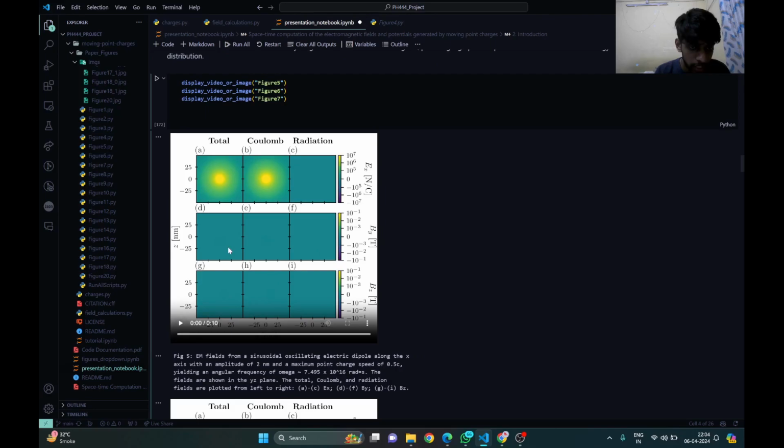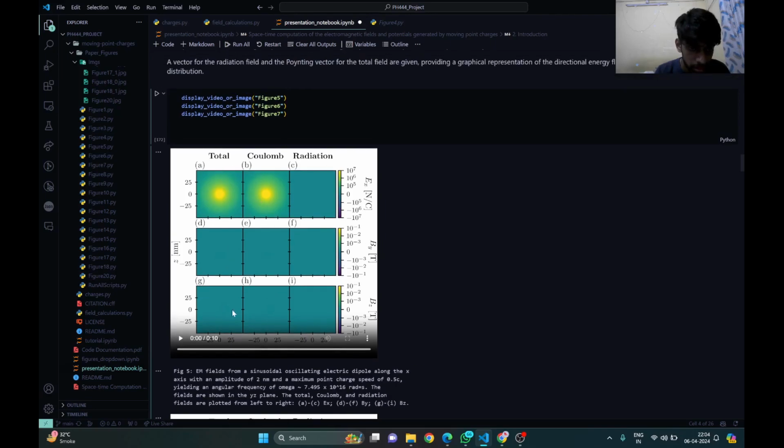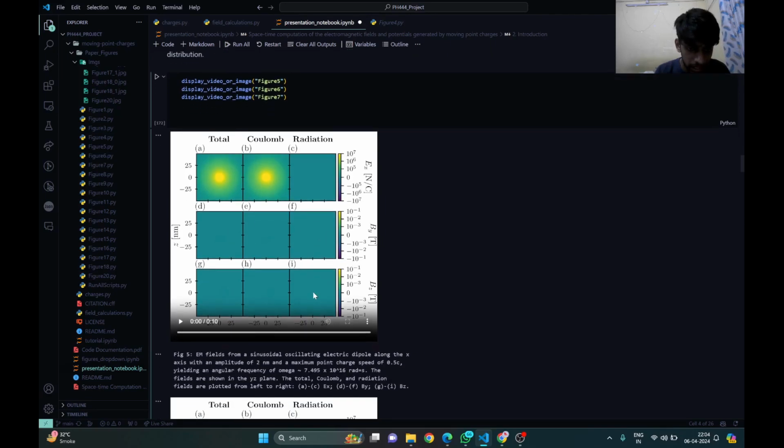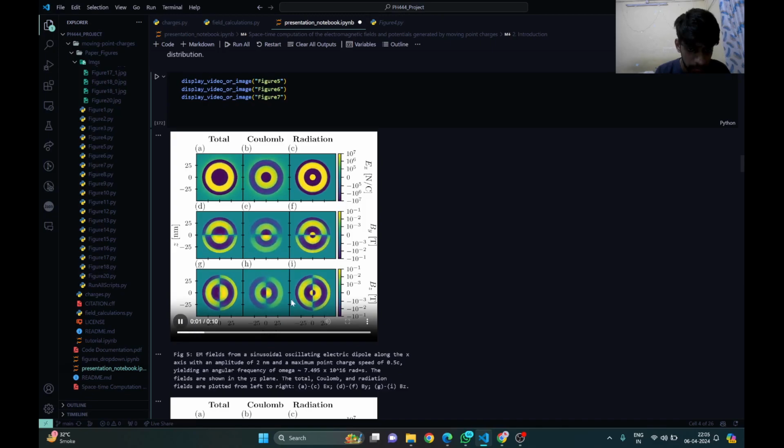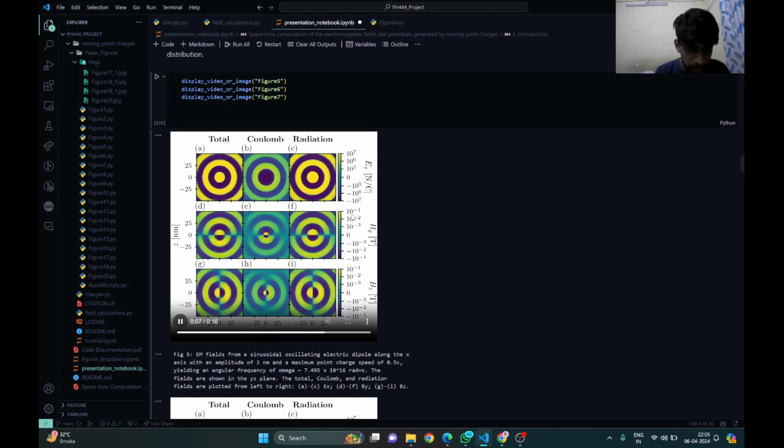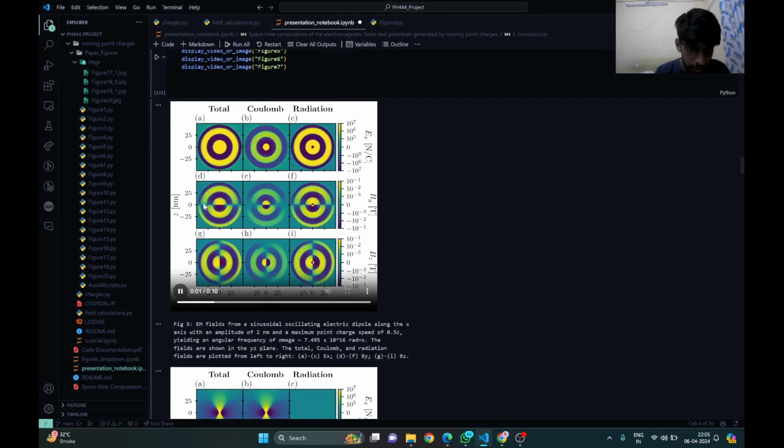So this is a plot of their total fields, Coulomb fields, and radiation fields along the xz plane. This plot shows the x component of the E field, the y component of the B field, and the z component of the B field.